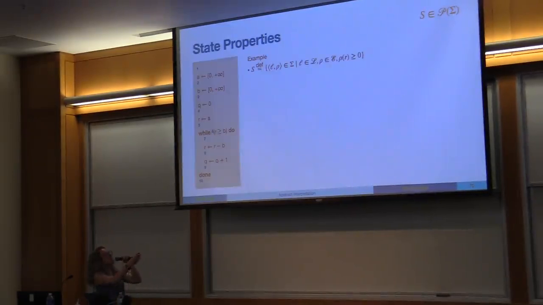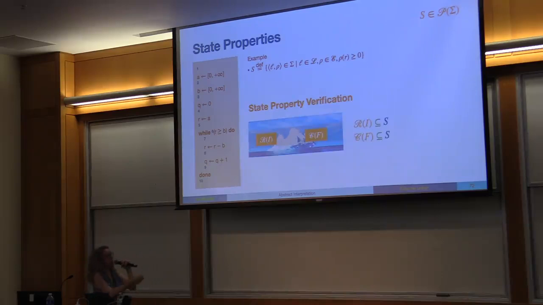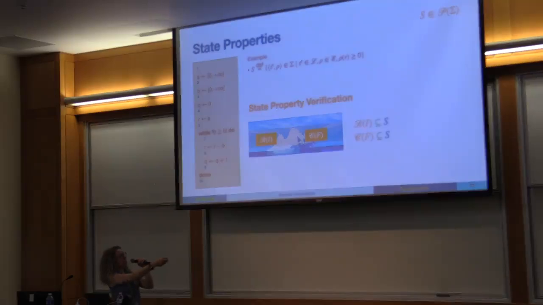So for instance, in here, this is an example of a state property. I'm going to say these are the set of my states where R in that state is always greater or equal than 0. This is an example of a state property. When you have a state property, to verify it, you can just stay at the top of the iceberg, and you can use reachable state semantics or backward reachable state semantics and see whatever states you can reach, they are included in the set of states that you want. This is how you verify the property.